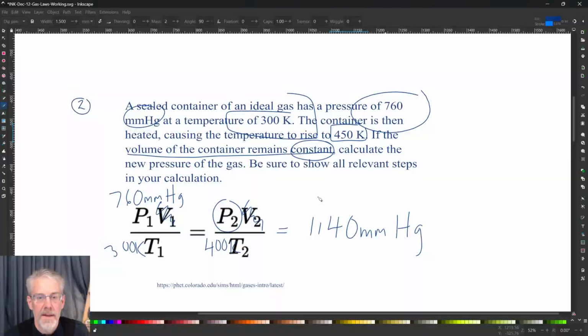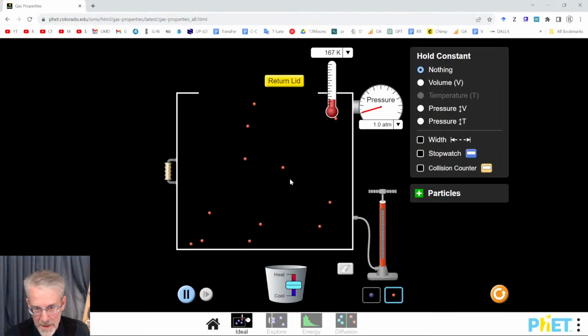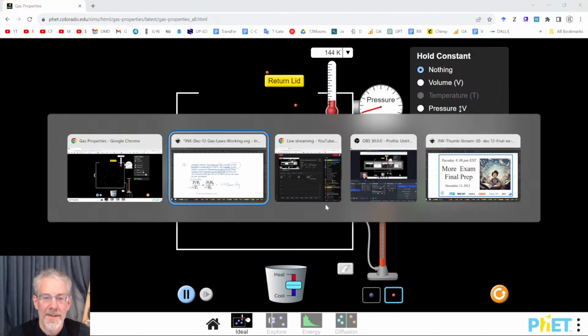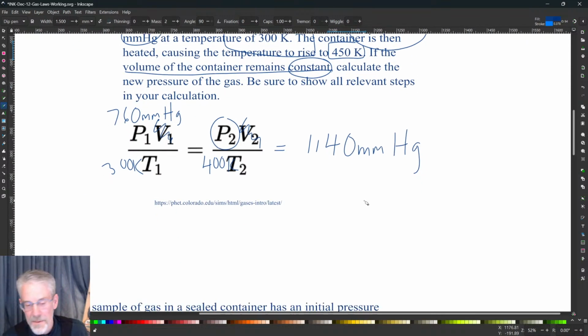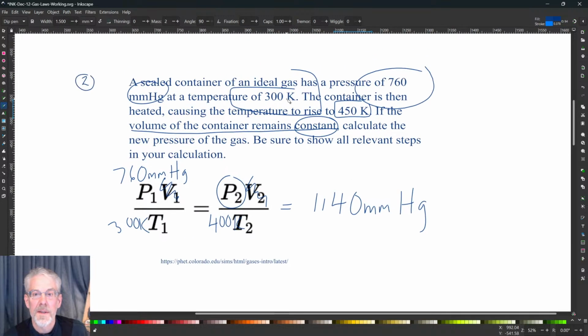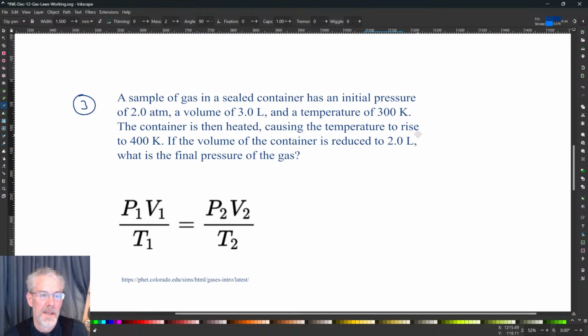Let's go back. I can watch this for a long time. I don't know why I find this so fascinating, but I can just watch them move around. Kind of relaxing. All right. So 1140 millimeters of mercury. It does go faster, like you're saying. So we increase the temperature. That increases the pressure. So you can visualize that when you're doing these problems.